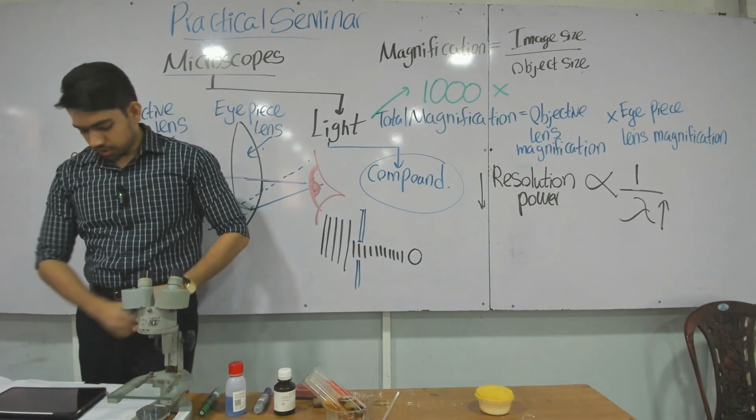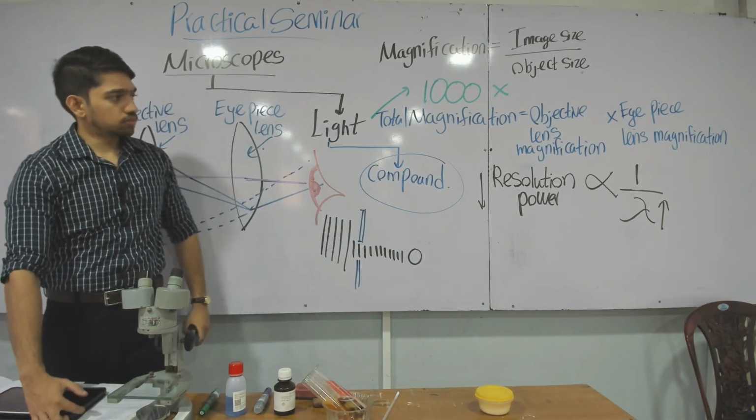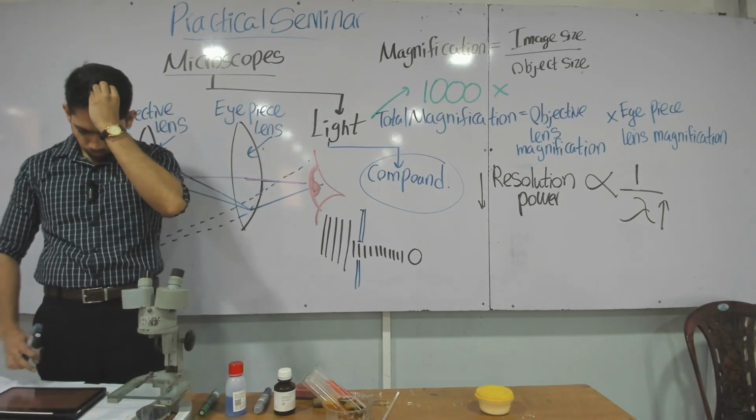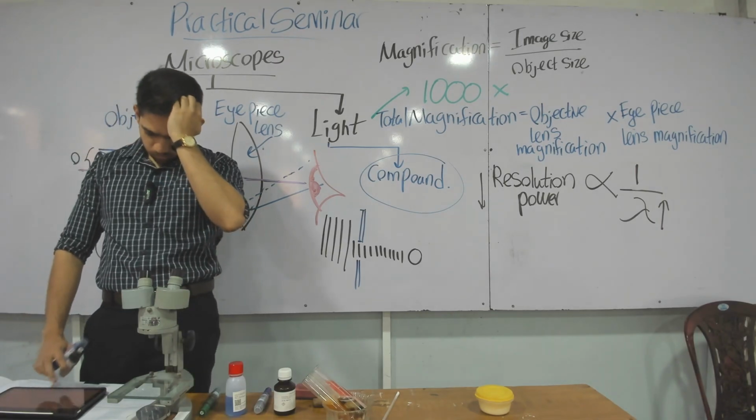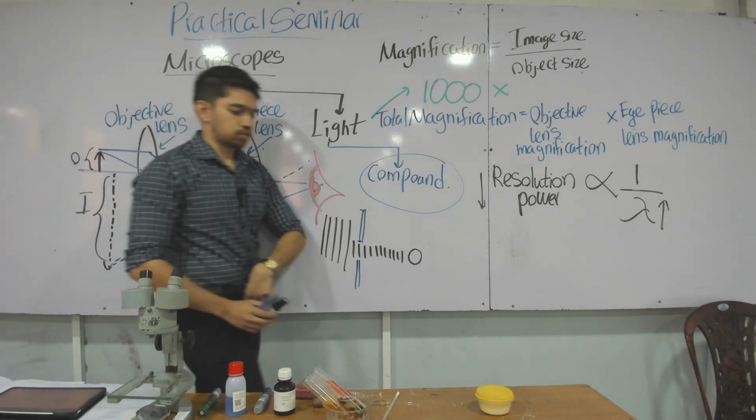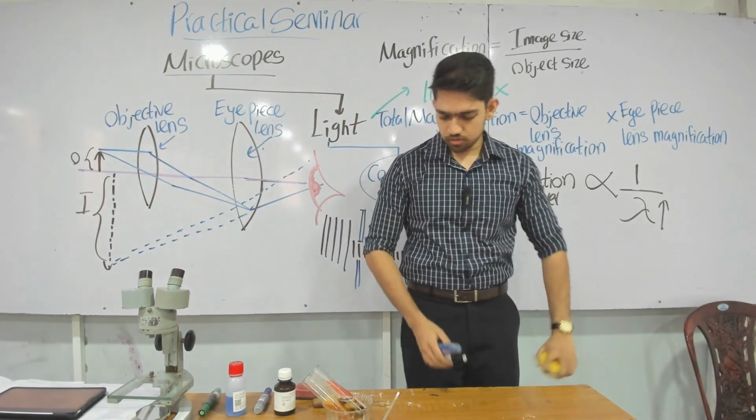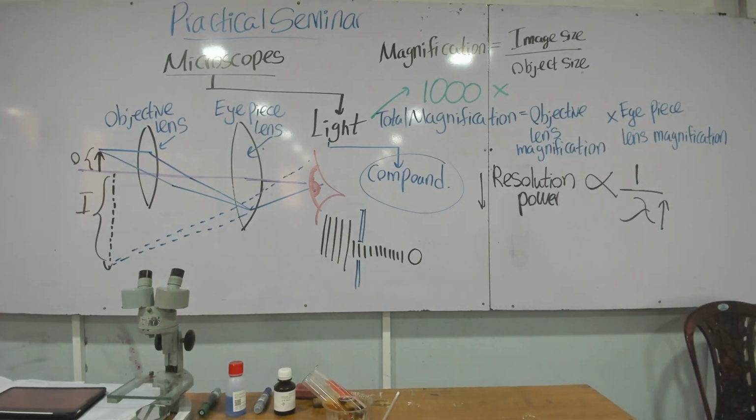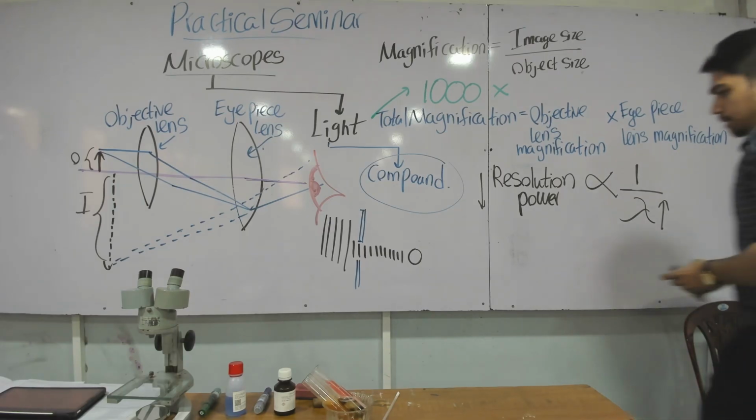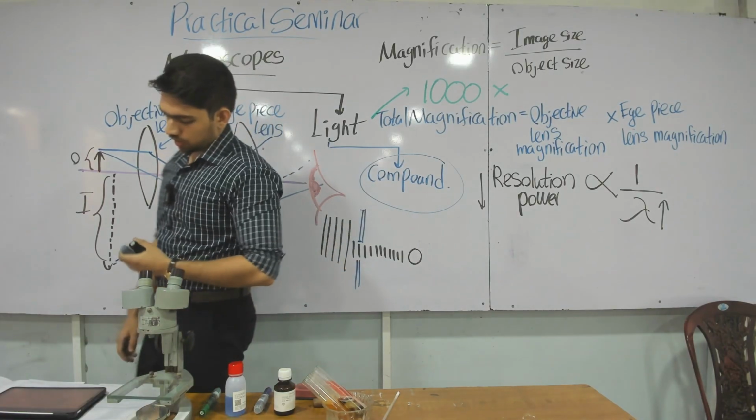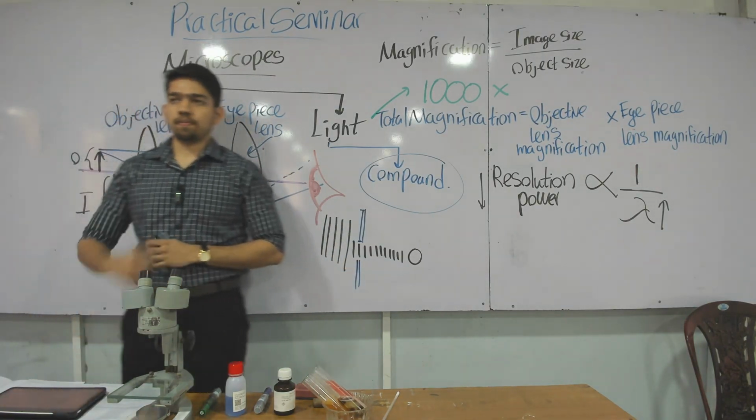Write down in the question tube the definition: resolution power is the minimum distance between 2 points that can be distinguished as separate points.